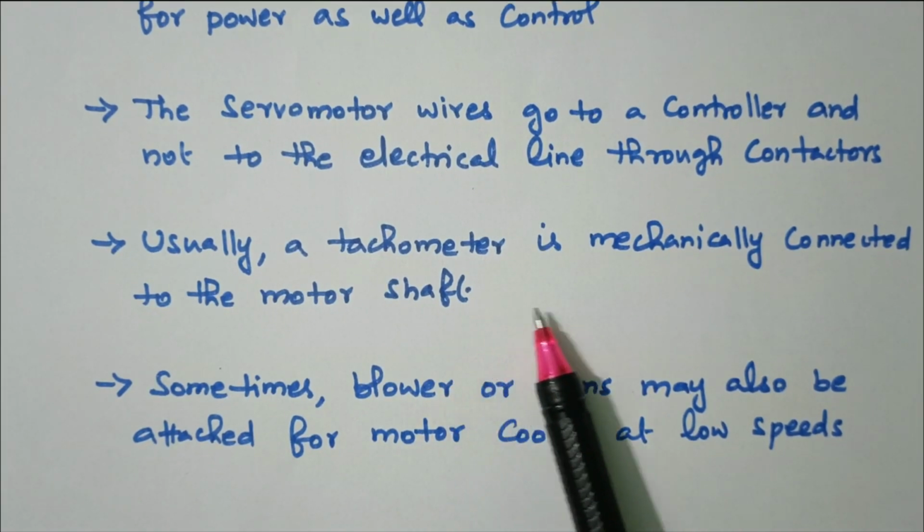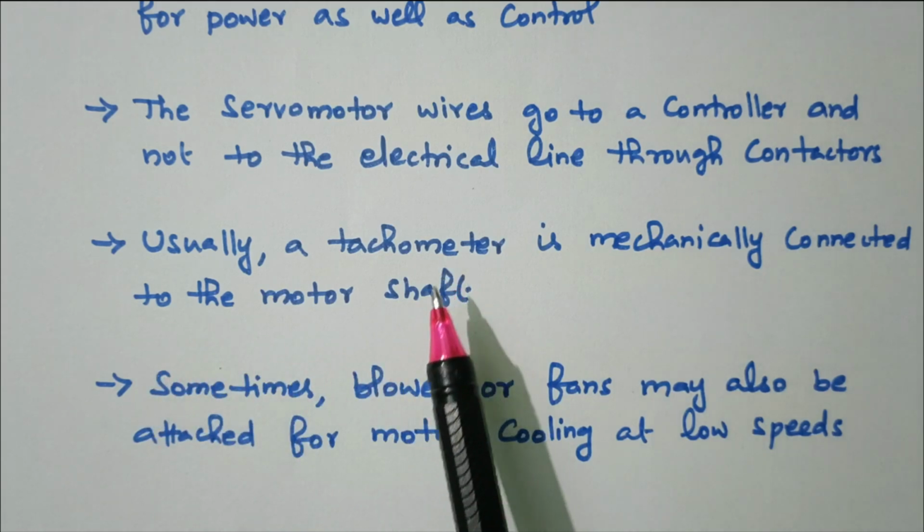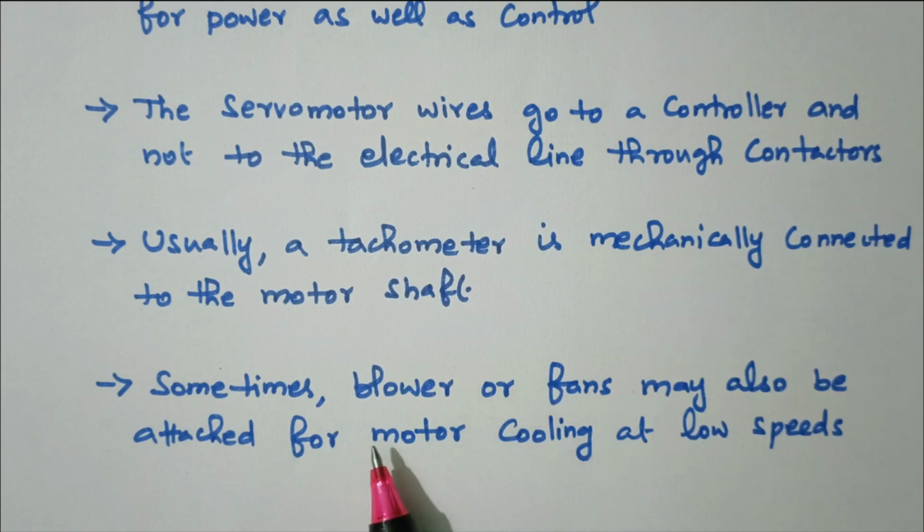Usually a tachometer is mechanically connected to the motor shaft, and sometimes a blower or fan may also be attached for motor cooling at the lower speed. Right? The tachometer we can connect with the shaft. For cooling purpose, a blower or fan is connected to cool the motor at the lower speed.